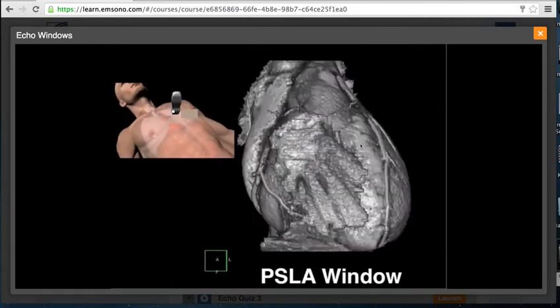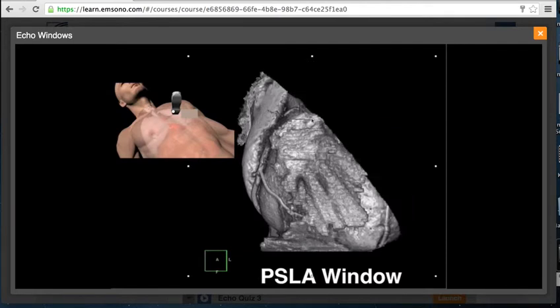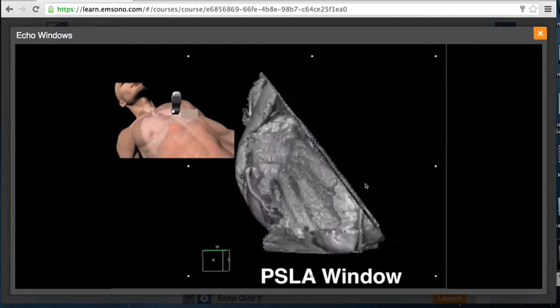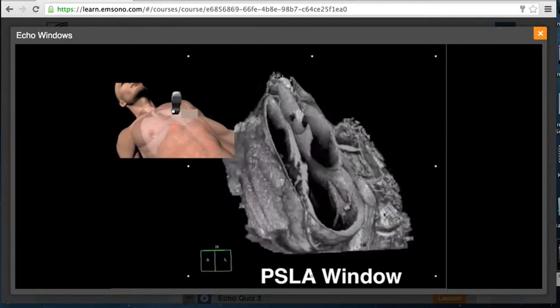Let's use this three-dimensional view of the heart from a CAT scan to show how the echo window is obtained. So you're basically, with this window, going to make the cut from right shoulder to left hip, and what that's going to then give you is the following view of the heart.